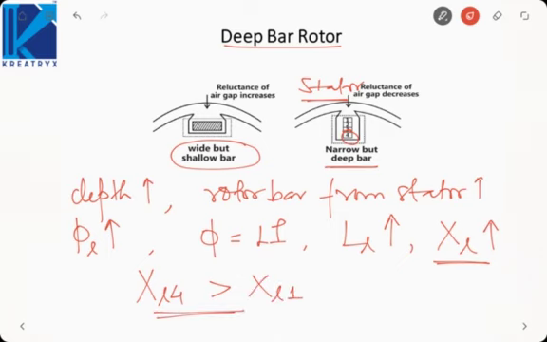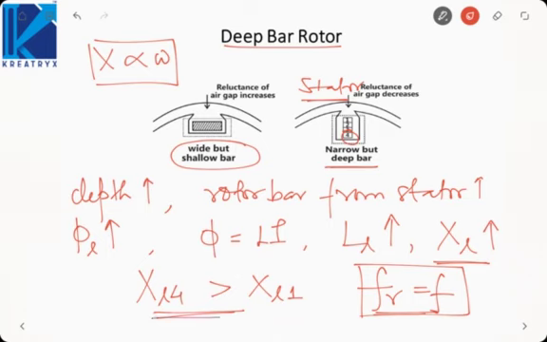Now what happens when we start the motor? Slip is 1, so rotor frequency is equal to f. And we know the reactance is proportional to frequency. So the difference in the leakage reactance of 4 and 1 is more prominent at starting because the frequency of the rotor is high. If the difference between these reactances is large, then the current will try to take the path of minimum impedance. So current will be concentrated in rotor bar 1, that means most of the current flows through bar 1.